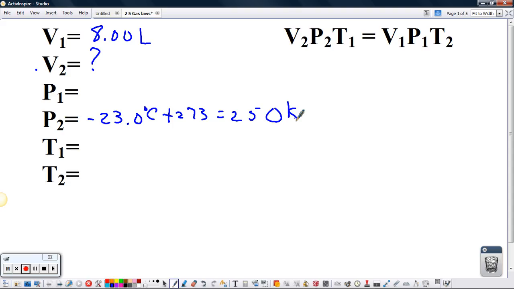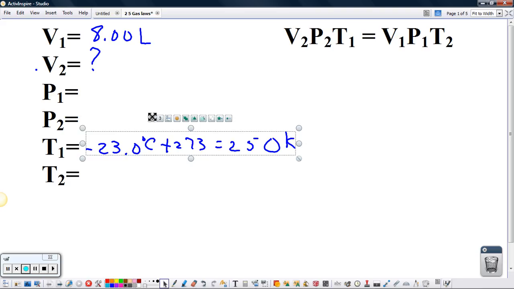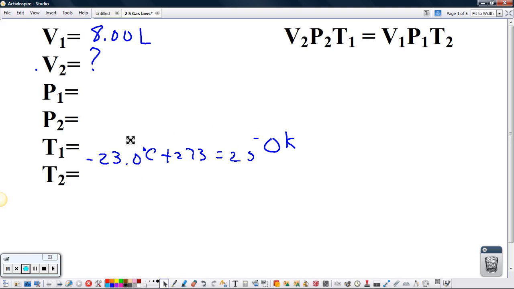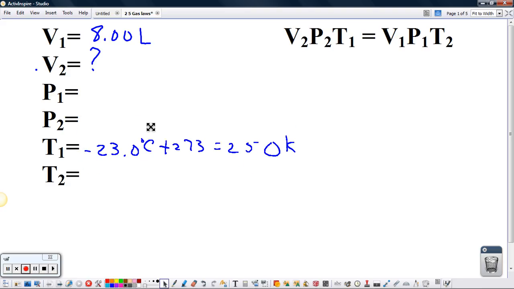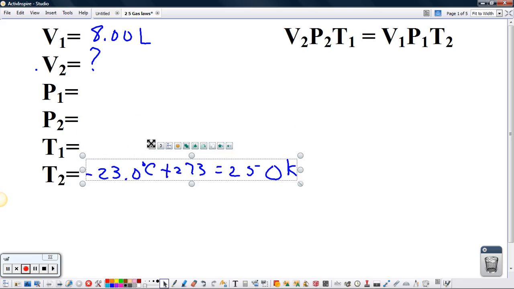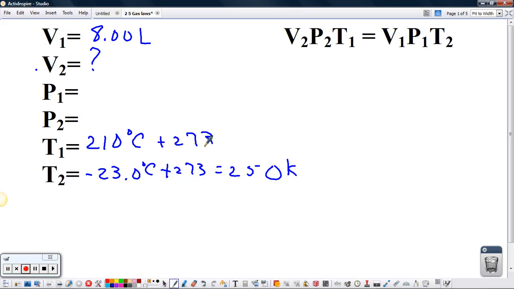Then I back up and it says at 210 degrees C, a gas has a volume of. That's present tense. I put it in the wrong place. That's easy to rectify. You're right, I put it in the wrong place. Keep me straight. Oops. All right, so my other temperature is given as 210 degrees C plus 273. That would be 483 K.